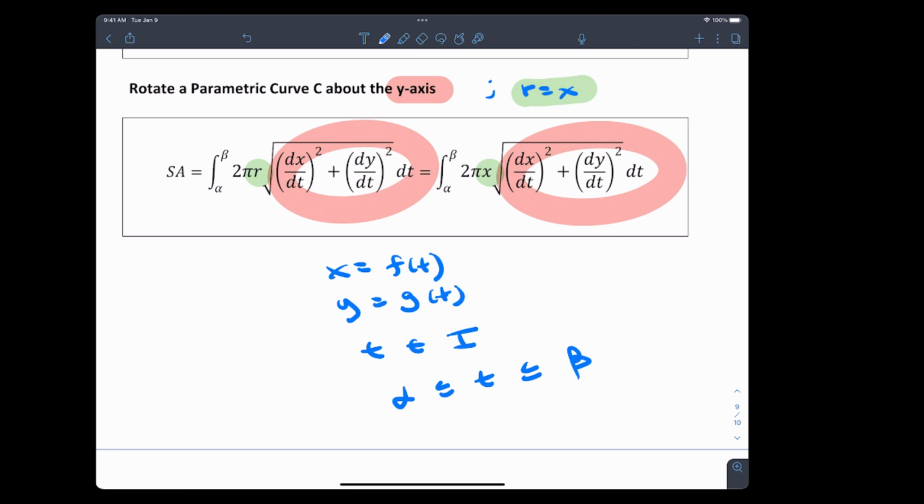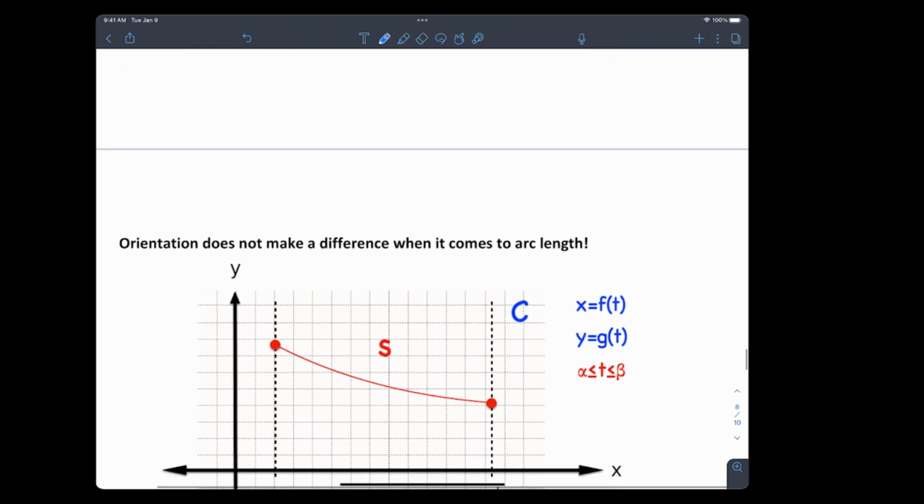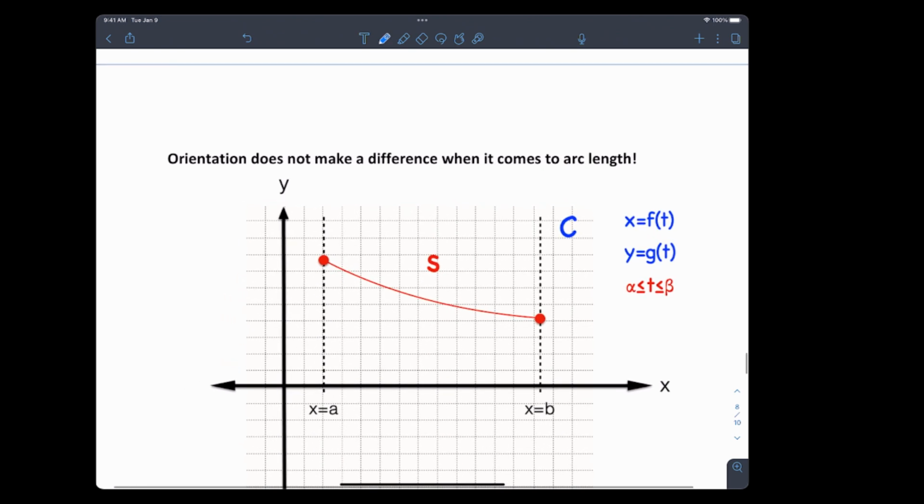And then remember, do you care about orientation when it comes to arc length? This is where it's different. You don't care about the orientation. You don't care if x is increasing or decreasing. It's not like the area question, where you care about that. The only time you care about orientation is for bounded area. Surface area is different, because for ds, the orientation doesn't make a difference when it comes to arc length.